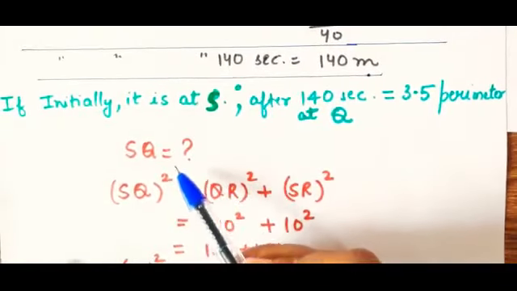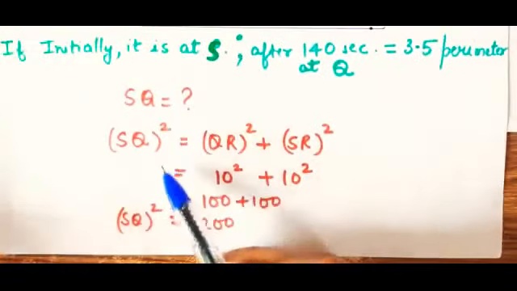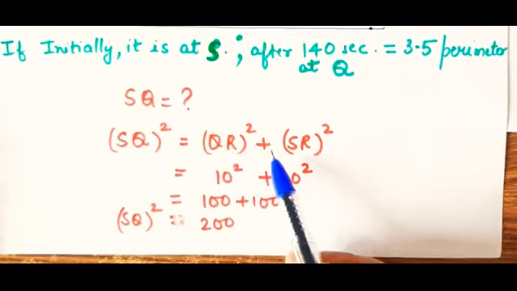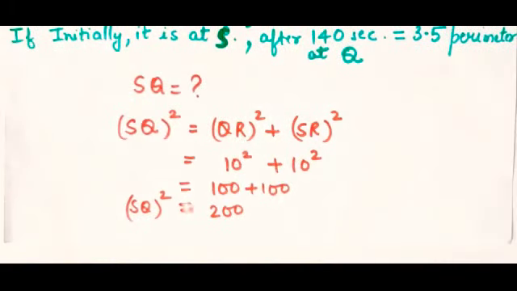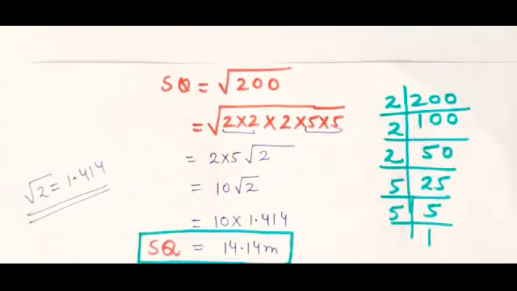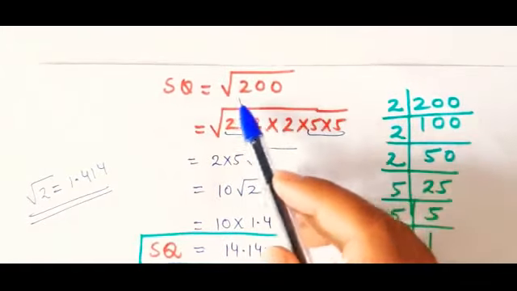So you need to calculate the value of SQ. SQ square is equal to QR square plus SR square. So substitute the values. What is QR? That is the side of the square, that is 10 meters. So 10 square plus, again what is SR? That is 10. So 10 square plus 10 square, that is 100 plus 100, that will be 200. So SQ square is 200. So what is SQ? Under root of 200.